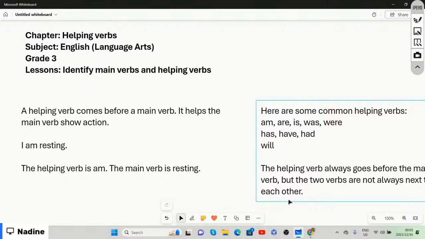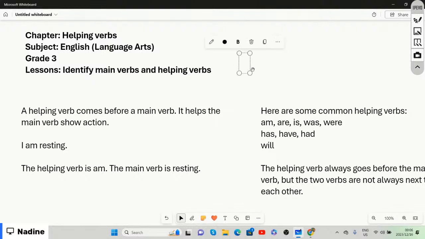So our chapter is helping verbs. Our subject is English Language Arts, grade 3. And the lesson that we are going to be focusing on today under the chapter of helping verbs is to identify main verbs and helping verbs. So we're going to identify main verbs and helping verbs. And we are doing our tutorial lesson on aplusstudents.ca.